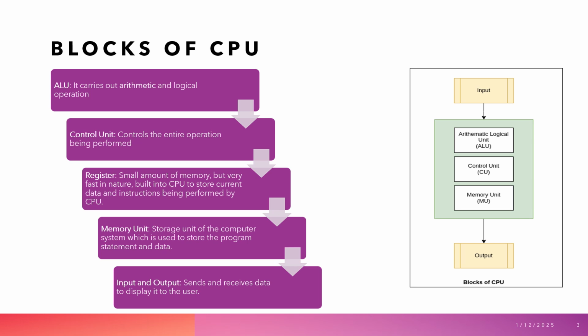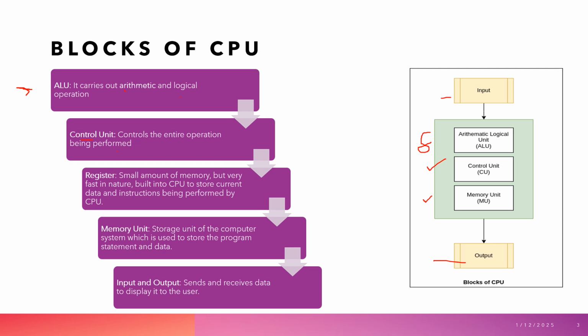So we need to understand the blocks of CPU or the architecture of CPU. On the right hand side, we have a block diagram of CPU which represents the input unit, the output unit, and a number of processing units which include the ALU or the arithmetic logical unit, the CU or the control unit, and the MU or the memory unit. As the name suggests, the ALU carries out the arithmetic and logical operations. The control unit, on the other hand, controls all the operations that are currently being performed.